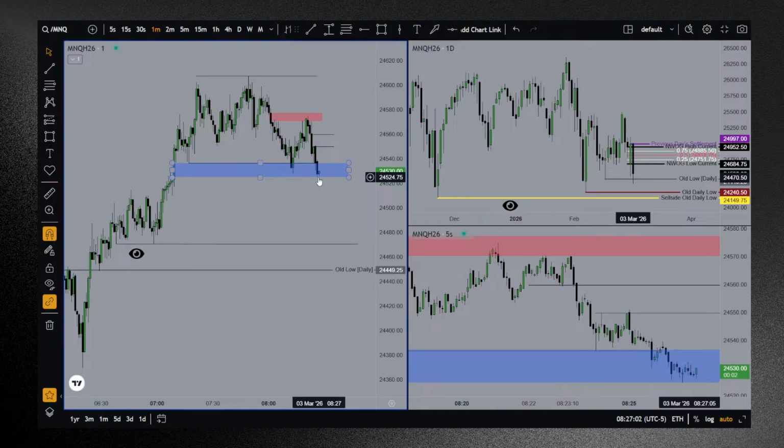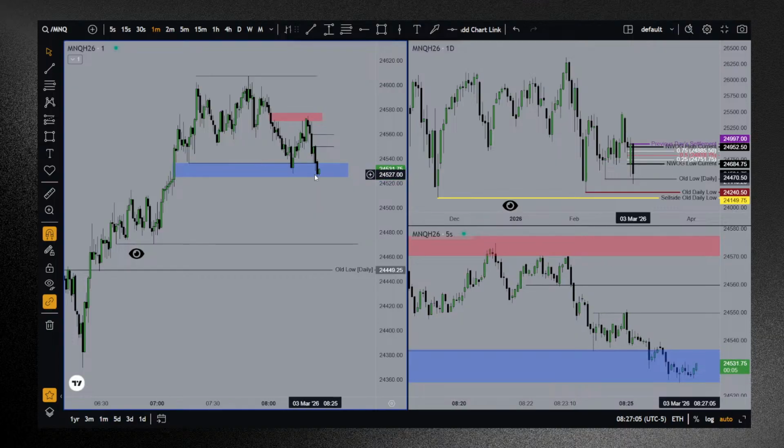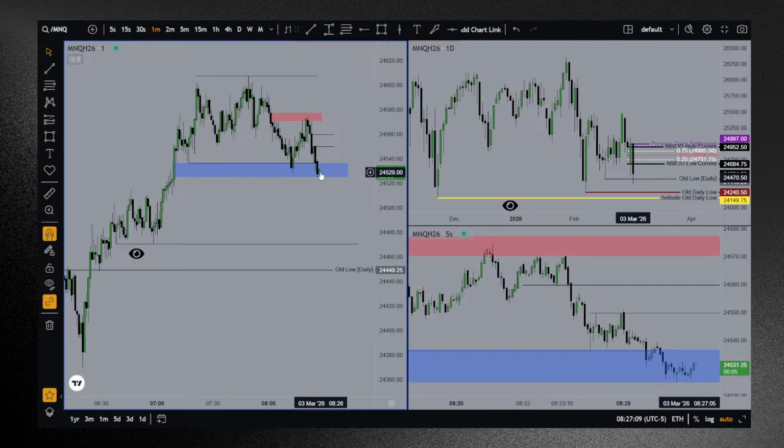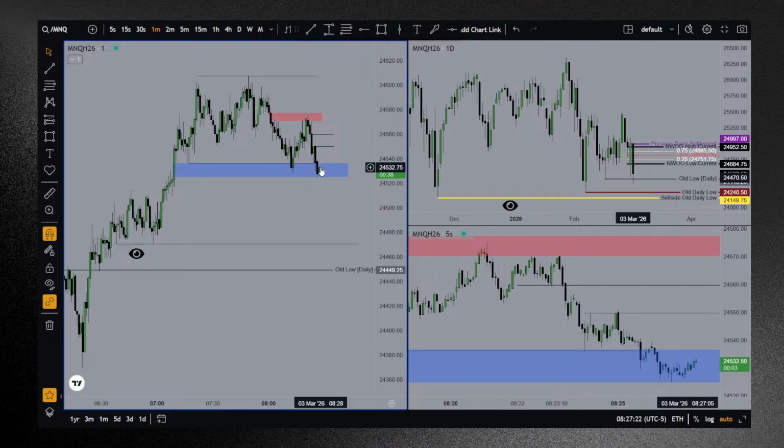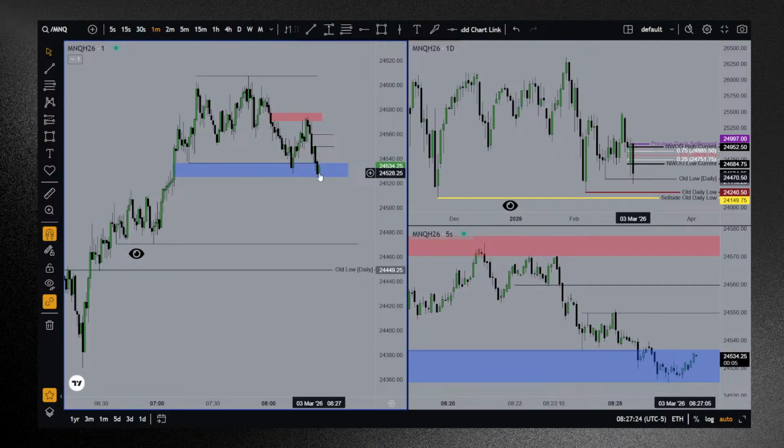We touched the low, but still closed inside of it. Swept the sell-side liquidity here. Preferably it stays heavy. Preferably it could reach up into the high of this inefficiency, maybe wick slightly above it, but close below 50%. That would be a good signature here.